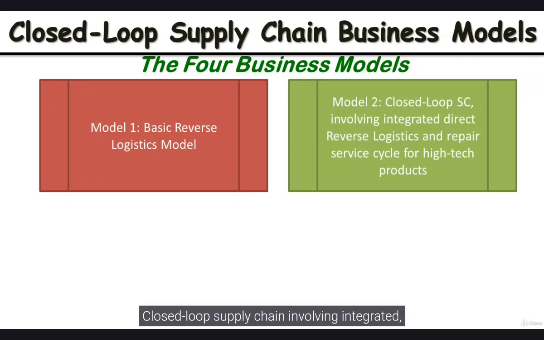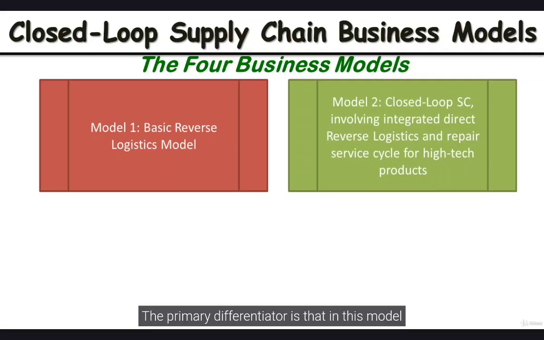Closed-loop supply chain involving integrated direct and reverse logistics repair service cycle for high-tech products. In this business model, generally found in a high-tech product environment, the original equipment manufacturer supports its own product line sold to its customers in the field and takes responsibility directly for the reverse logistics process. The products, as well as any subassemblies, parts and components that are in the field after delivery, are returned and recovered by an original equipment manufacturer through indirect channels representing the OEM or the OEM's own field inventories.